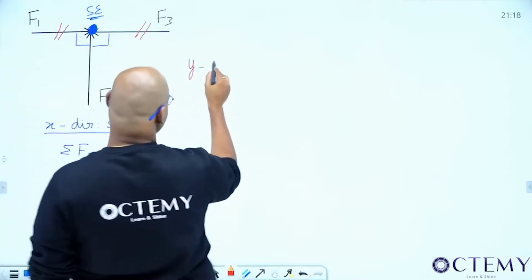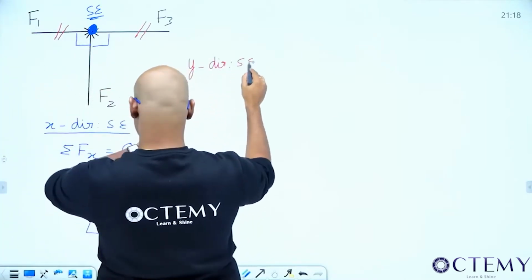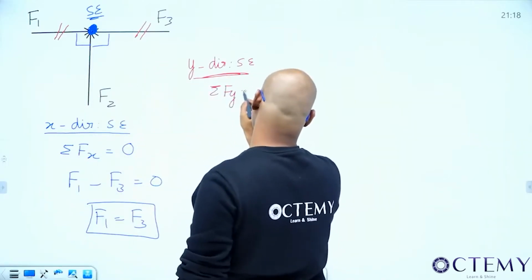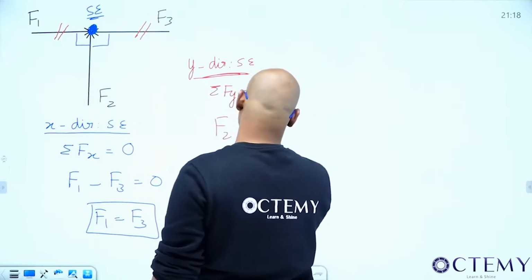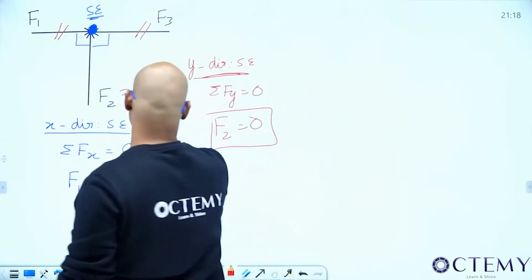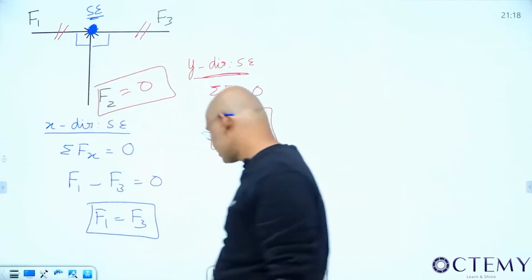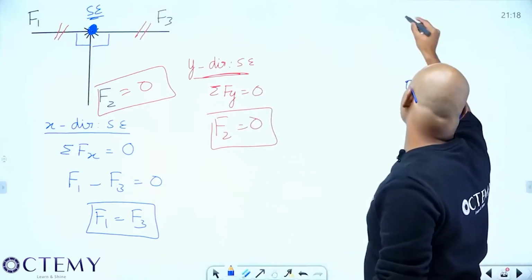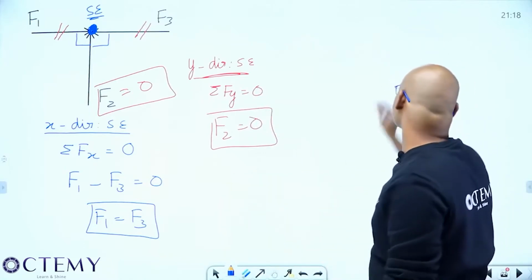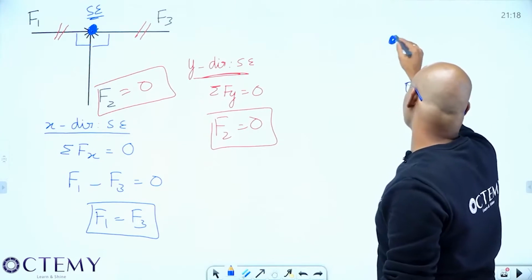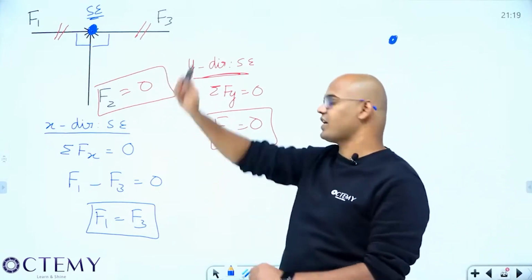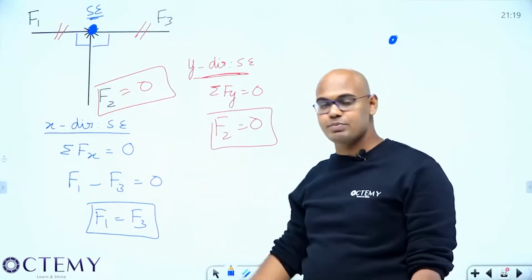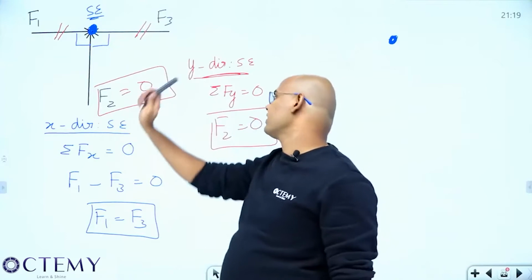Next, in y direction, listen here, it's in static equilibrium, right? So what are the forces in y direction? Sigma Fy equal to 0. Only one force, F2, and that is equal to 0. What a beautiful conclusion I can make from this: whenever there are three forces acting at a point in this fashion, two are in a line and the third is perpendicular, these two should be equal, and the third force is 0.